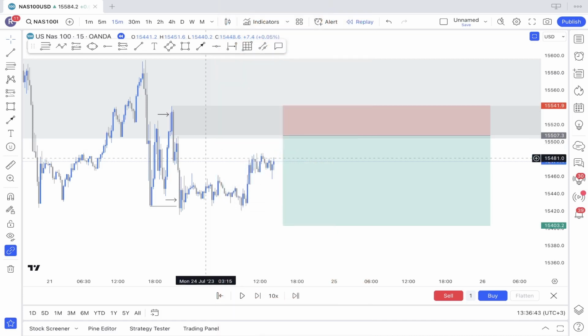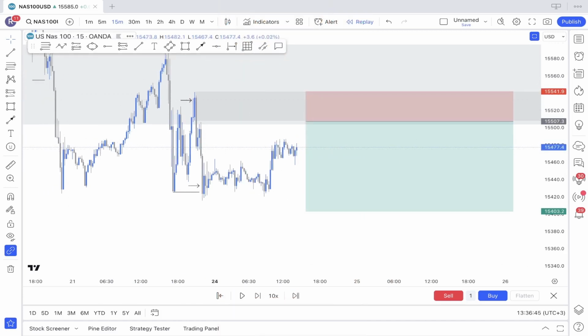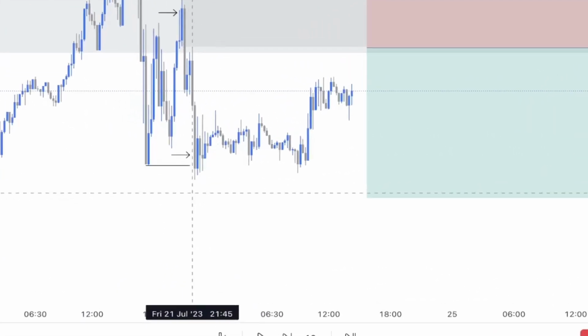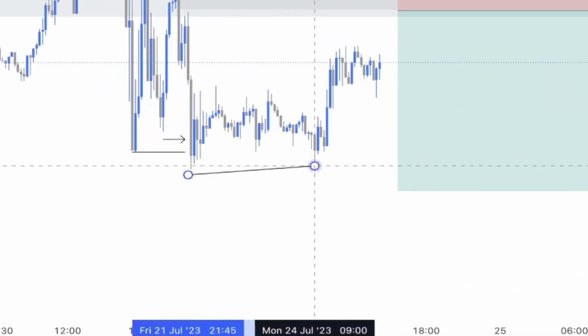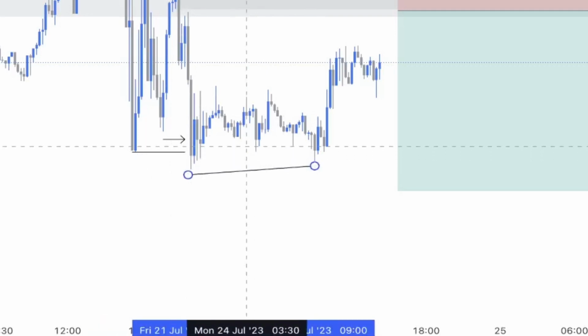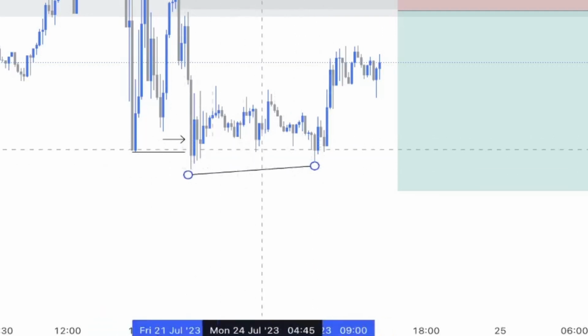Okay, and one last confluence that I saw was these equal lows right here. Okay, so we had these 1, 2, 3, 4, 5, around 5 equal lows.